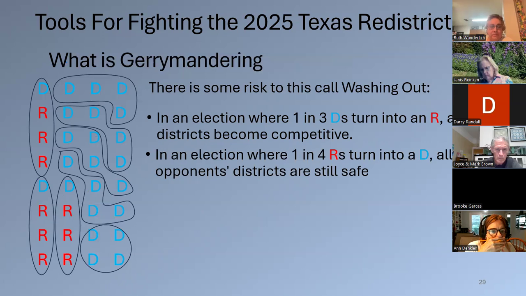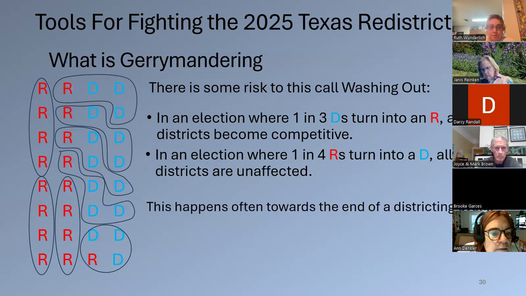And we were beginning to see that with the Republican districts. It happens generally at the end of a cycle. And that's why I was saying 2028. And that's because the demographics start catching up to the lines.